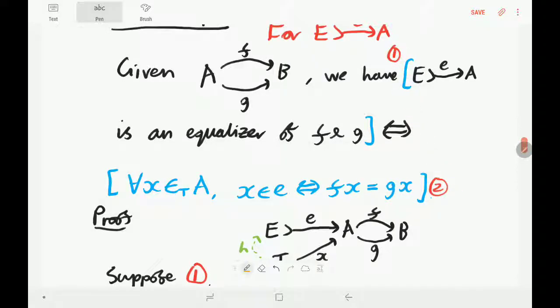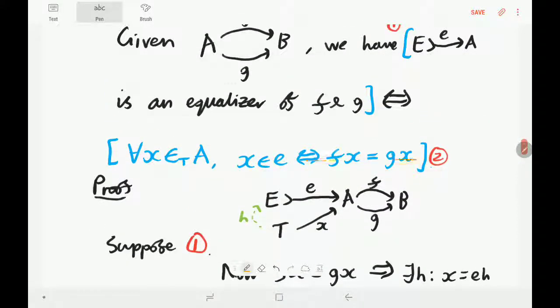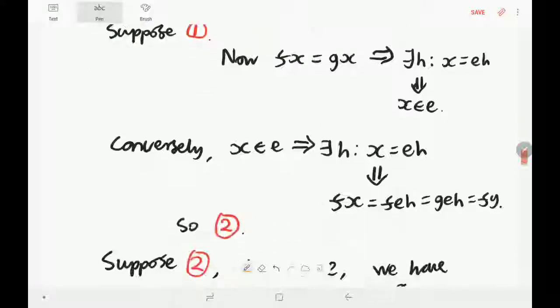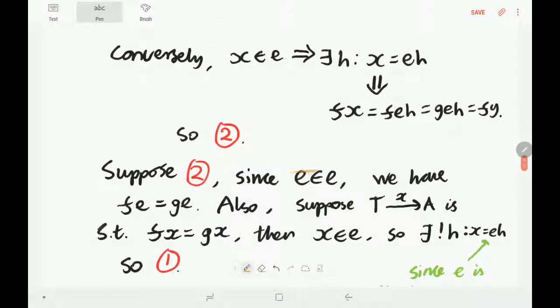Now let's go the other way. So suppose statement 2, and consider what happens firstly when x is equal to e. So when x is equal to e, we have e in e, and since we're assuming 2, that implies Fe equals Ge. So we've got that E equalizes F and G. Now suppose that this arrow x from T to A also equalizes F and G, so Fx equals Gx. Well then, since we're assuming 2, that means that x is in E, and since E is monic, that implies that there exists a unique H such that x is equal to EH, which is the property of the equalizer. Necessary and sufficient, so we have 1.